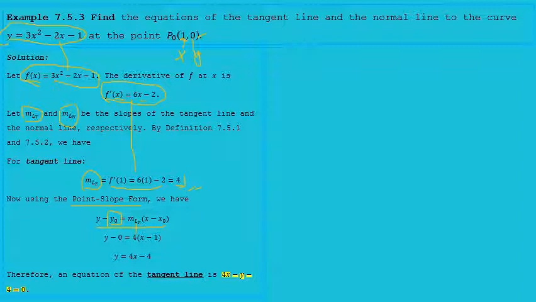So 4 times x minus x sub o natin is 1. Okay, so kailangan ang final answer ninyo class in terms of equation, kung linear, is dapat in standard form. So therefore, an equation of the tangent line is 4x minus y minus 4 equals to 0. So naka-standard form na yung given natin na equation.